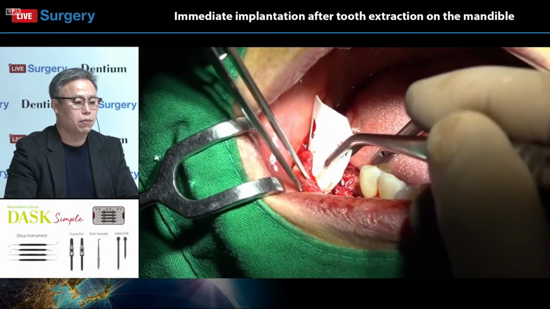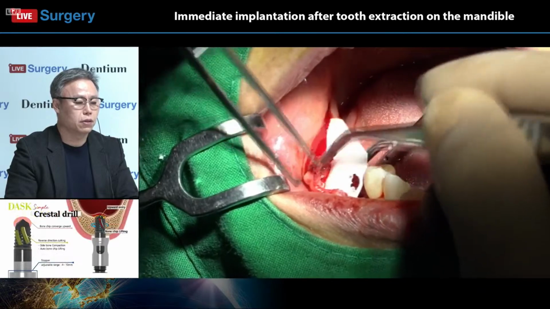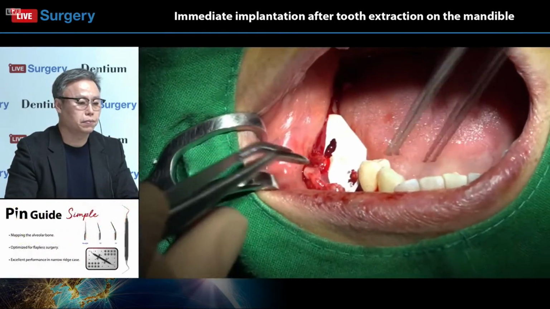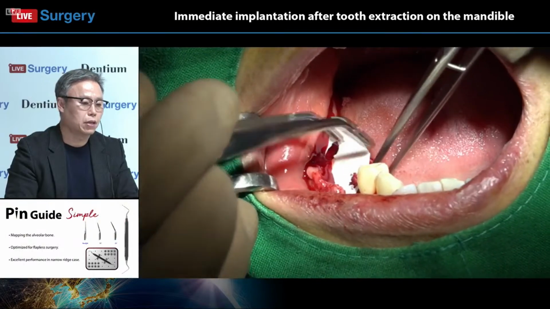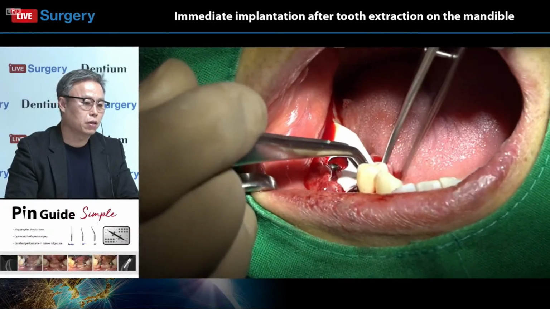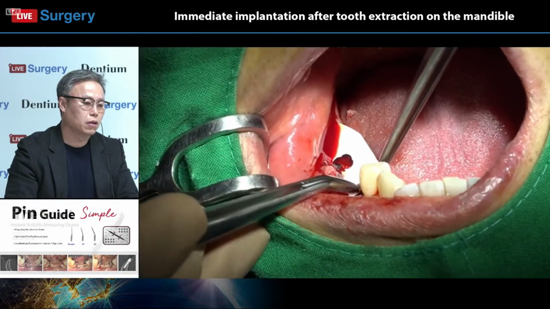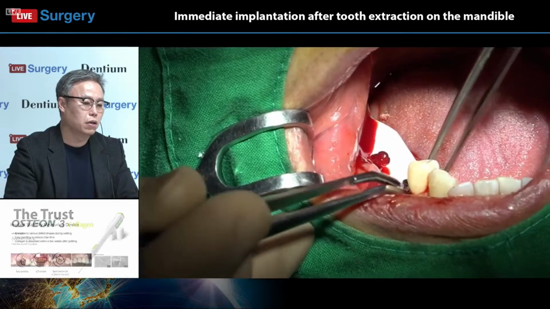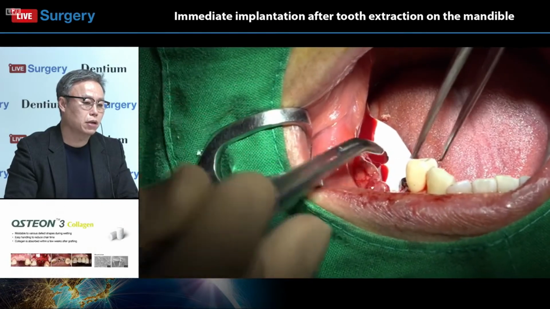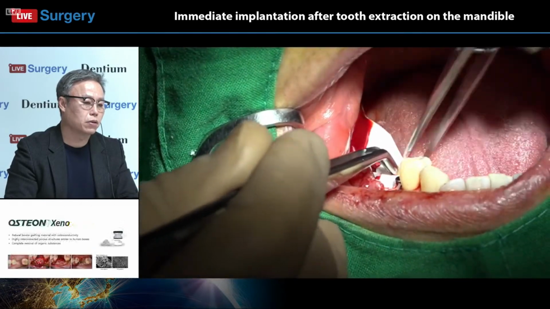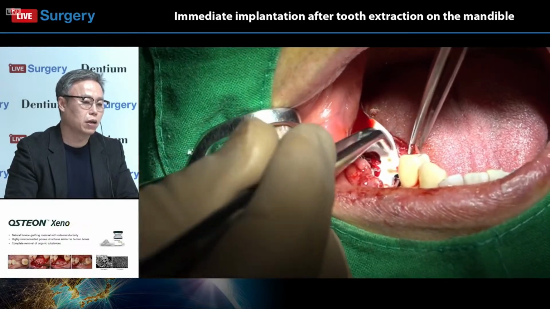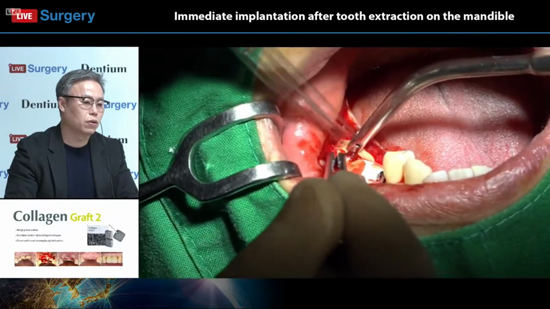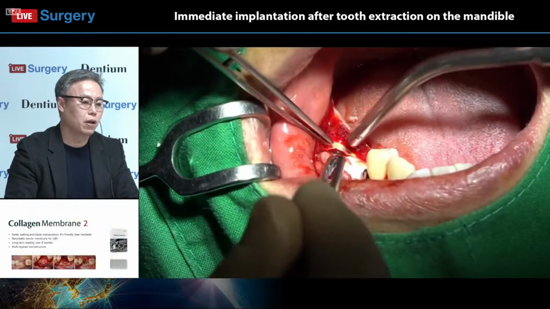Applying the membrane, the buccal side first. And engaging. The space is not enough. I guess the membrane is torn. It's okay, as long as the membrane is engaged on the one healing abutment on the number 47.